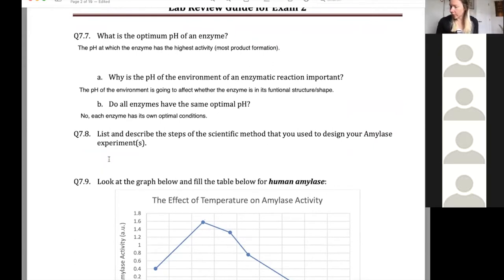Okay, for this next question, we're going to do this very briefly, just an overview of the scientific method, the steps of the scientific method, and then how they relate to that amylase experiment that you set up in your labs. So what's the first step of the scientific method? Question. Yeah, so we start with a question. So what was the general question you were trying to answer in this lab?